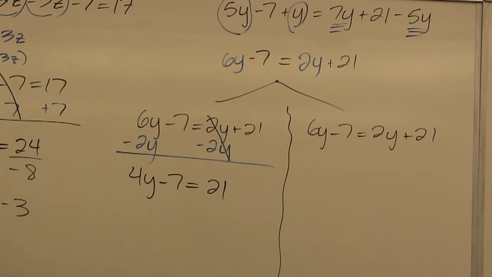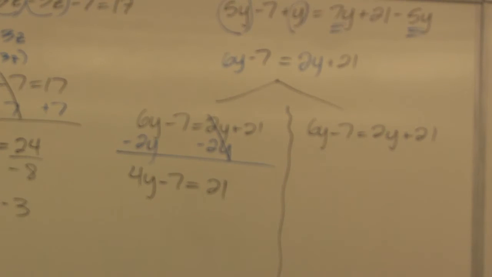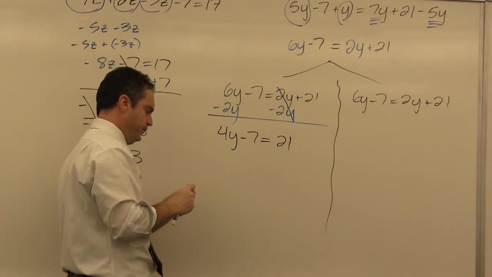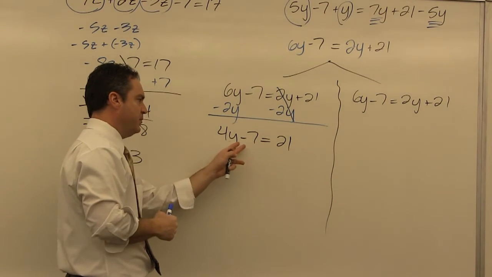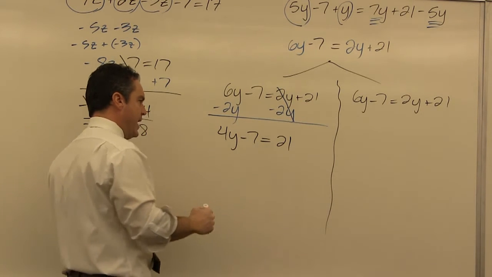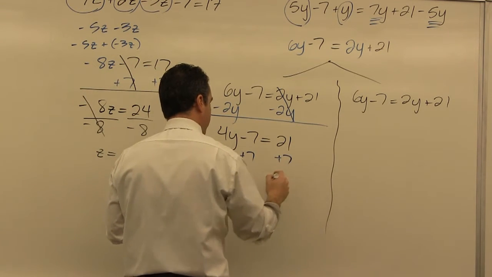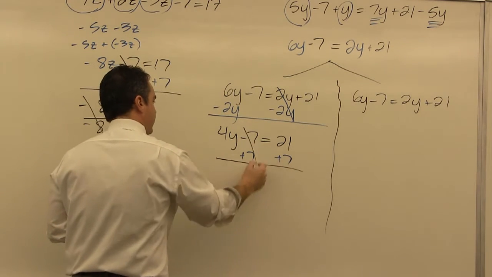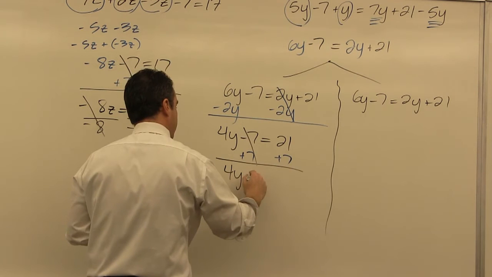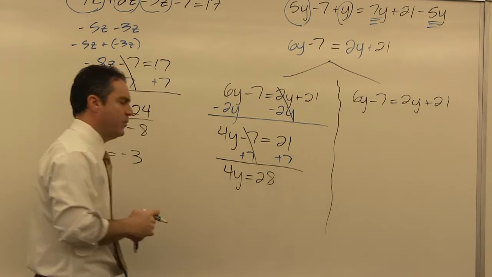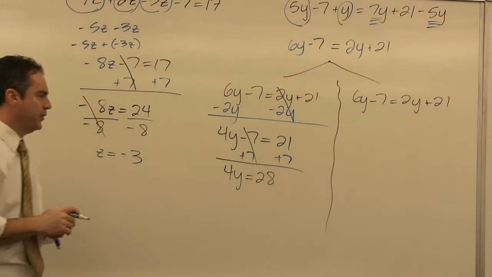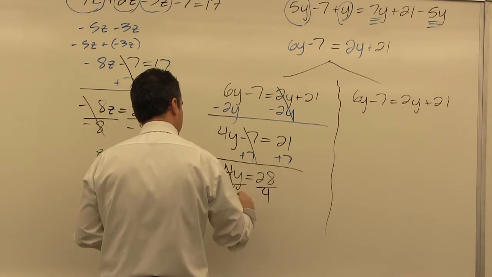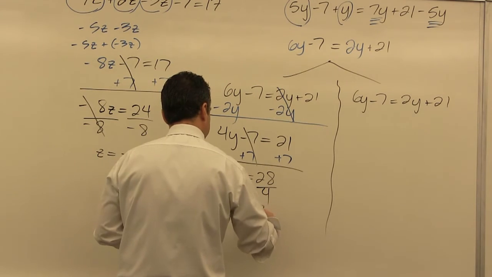Look at that. We found simplicity. Gorgeous. We love simplicity. Now, the addition principle. That's right. 7 is being subtracted from your variable, so we're going to add it. What we do to one side, we're going to do to both. Good job. These cancel. 4y equals 28. And then the multiplication principle. We're going to divide this side by 4, divide this side by 4, and y equals 7.